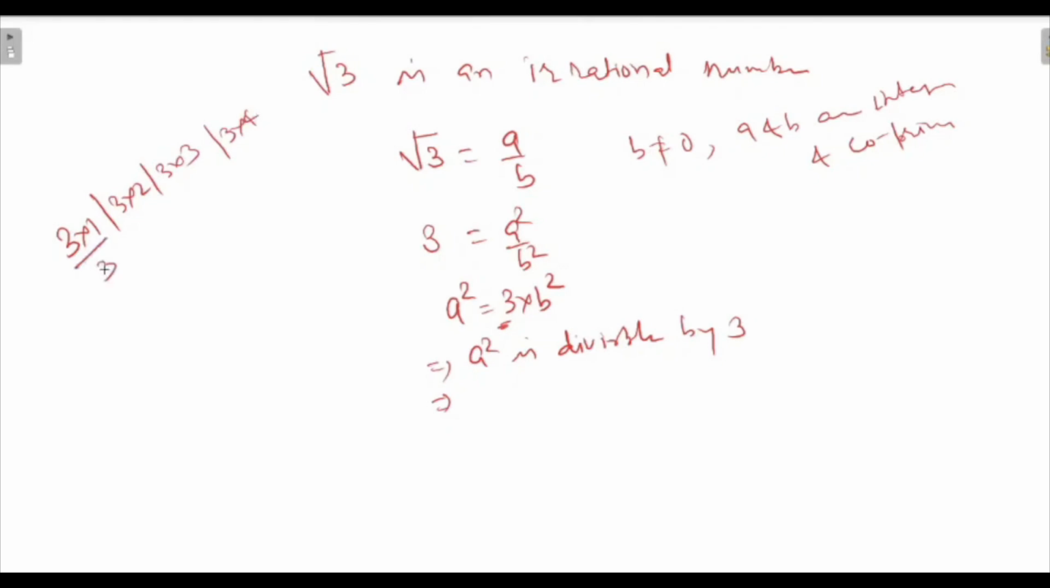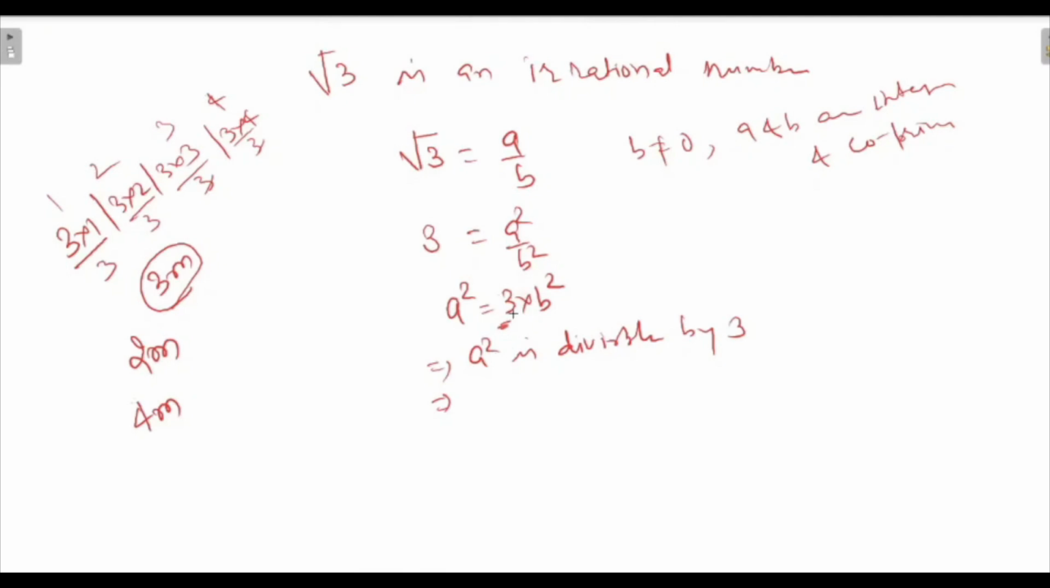Because I can divide it by 3, I will get 1 here. I divide it by 3, I'll get 2 here. I divide it by 3, get 3 here. I'll divide it by 3, get 4. Any number which is of this form, 3m, will be divisible by 3. Any number which is of this 2m form will be divisible by 2. Any number which is 4m form will be divisible by 4.